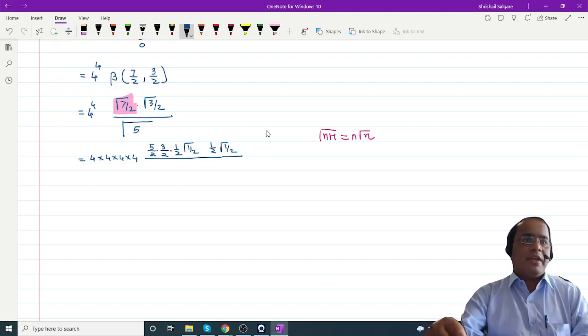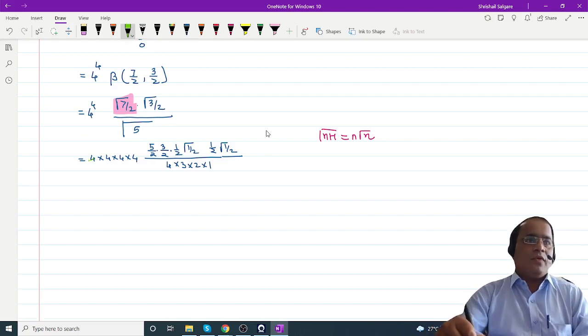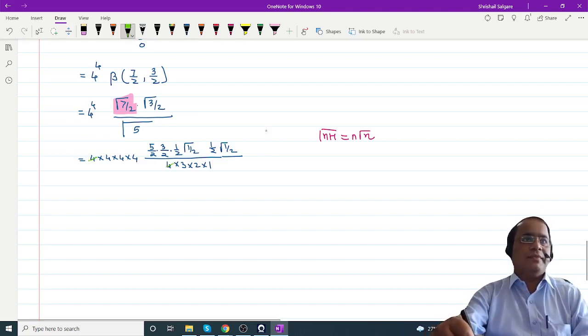And gamma 5 is nothing but 4 factorial. So 4 factorial we may write 4 into 3 into 2 into 1. Now from this, see, I will cancel the term. This 4 I will cancel with this 4. I will use different colors for that also. Now the second one, this 4 I will cancel with 1 and 2, these two. Now the next one, this 4 I will cancel with this 1 by 2 and this 1 by 2.